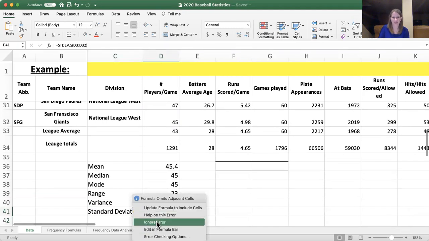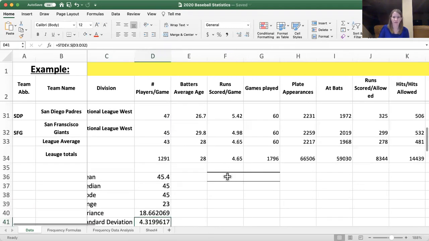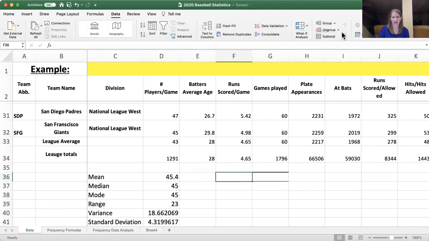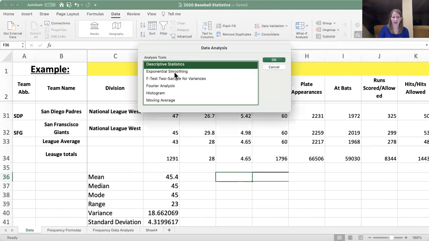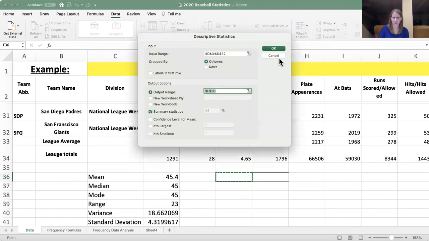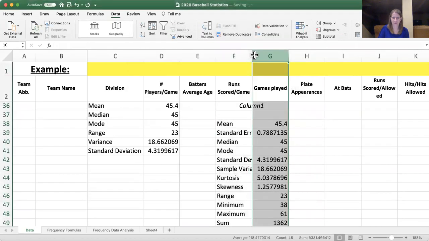Again, there is another way to do this. What we could also do is go into the data and the data analysis. And again, looking at your descriptive statistics, click OK. And we're going to put our output in F36. We want our summary statistics from D3 to D32.